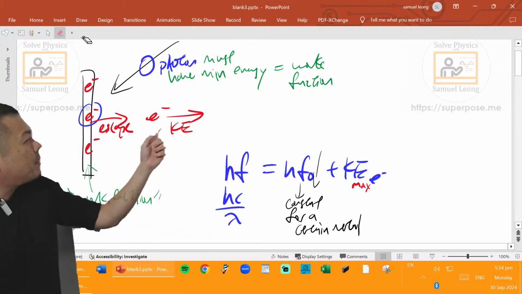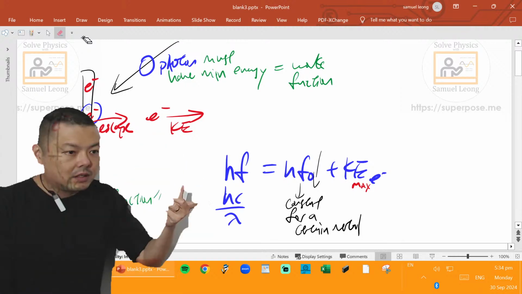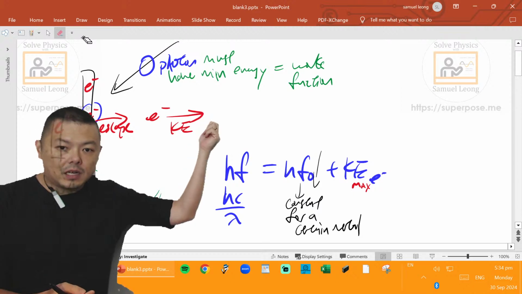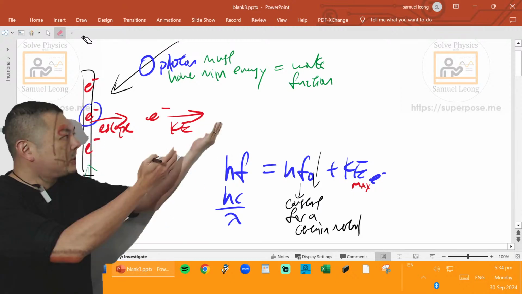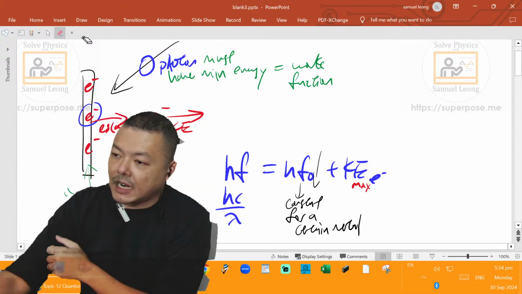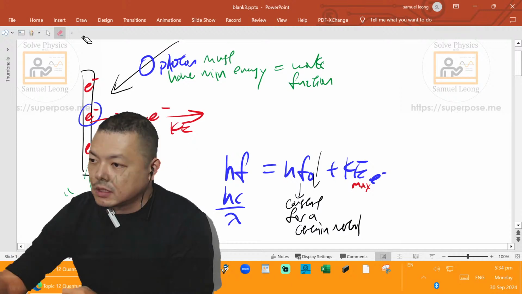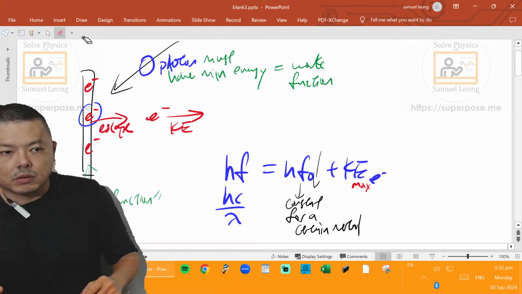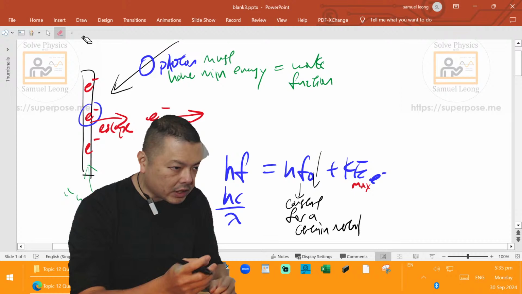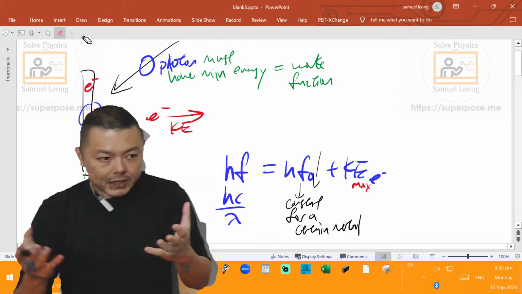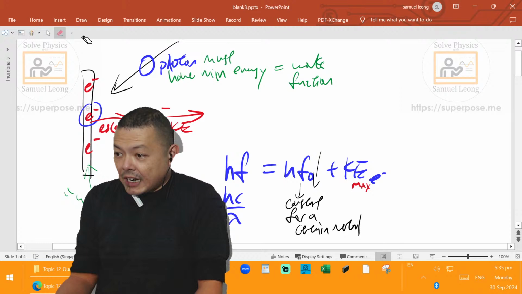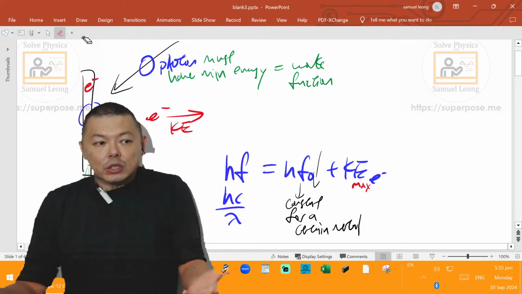How do you know how much Ke this electron has? Are you going to put a speed meter there? Are you going to measure? How do you measure the Ke of an electron, guys? No. How do you measure how fast the electron is? You know what's the first fundamental problem? Can you even see the electron? You can't. So how do you know how much Ke it has?